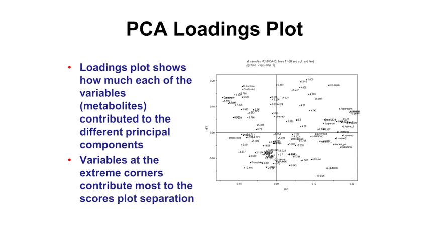If it's a horizontal separation, so one cluster is on the right and one is on the left, then you'd look at the metabolites on the right and on the left as contributing most. So this is how you can identify which metabolites or groups of metabolites are driving the separations that you're seeing in your PCA scores plots.